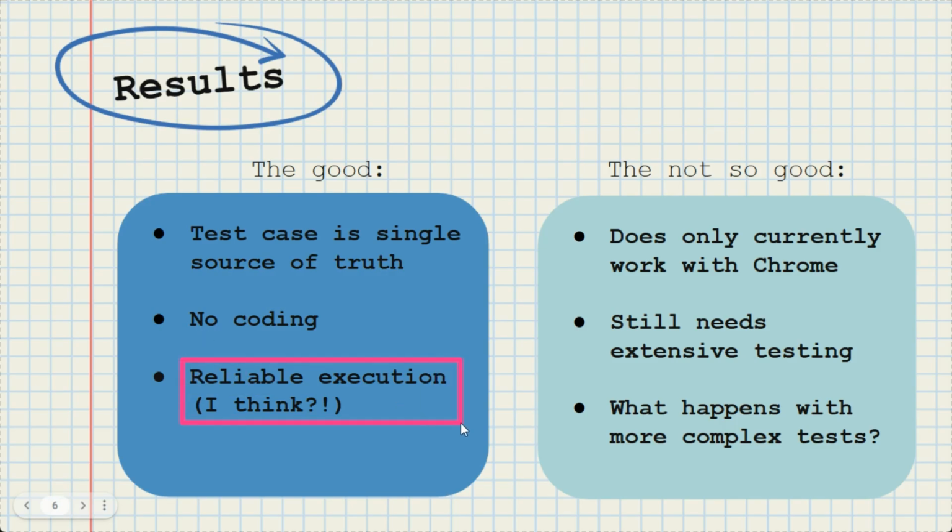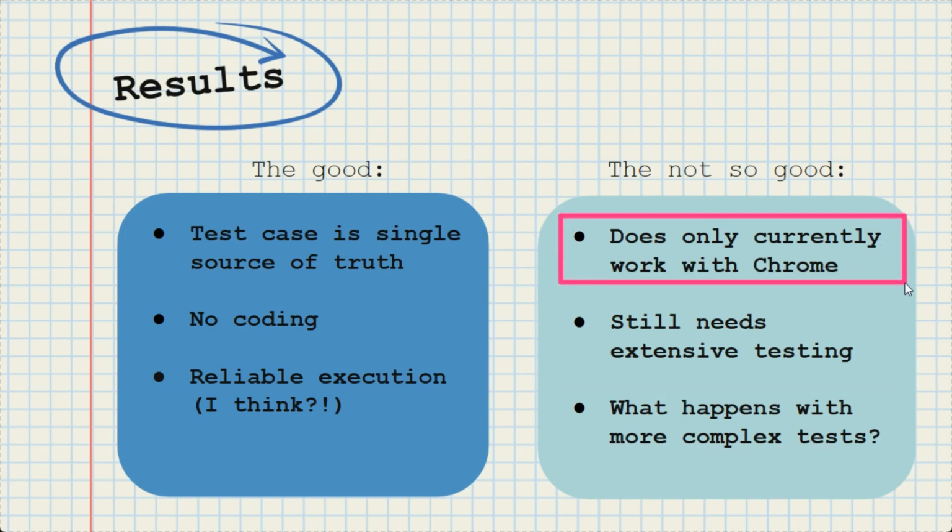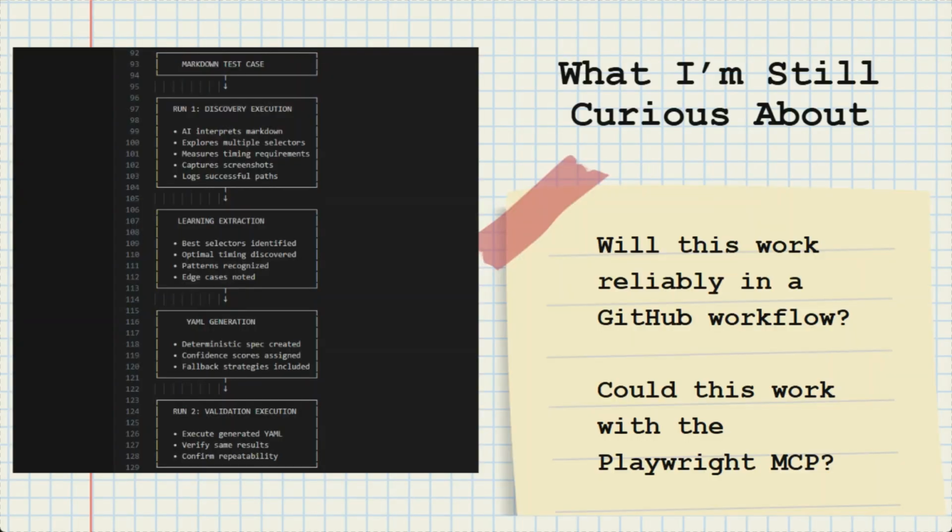I need to run that in a CI/CD pipeline several times. And with that, I think there still needs to be some extensive testing, but it does look like we have an end-to-end process that has got some potential here. What happens with more complex tests, we'll look at in the next session. And yes, granted, it does only currently work with Chrome because I'm using the Chrome DevTools MCP, but I think this whole process would work with the Playwright MCP as well, something else to test in the future. And those are really the 2 points that I'm still curious about.